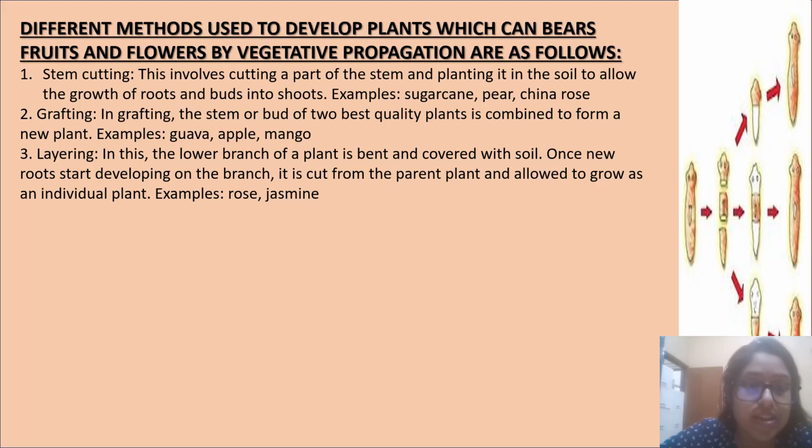Next is grafting. In grafting, the stem or bud of two best quality plants is combined to form a new plant. Example, guava, apple, mango, etc. Next is layering. In this, the lower branch of a plant is bent and covered with soil. Once new roots start developing on the branch, it is cut from the parent plant and allowed to grow as an individual plant.